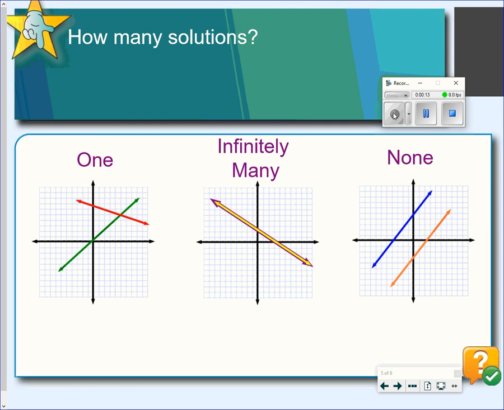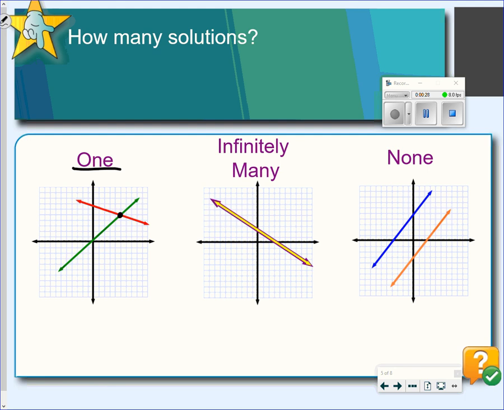So, if it's a linear system with only two equations, there are three possibilities. One is that there's only one solution. This will occur when your two lines intersect at a single point. That one point is your solution.